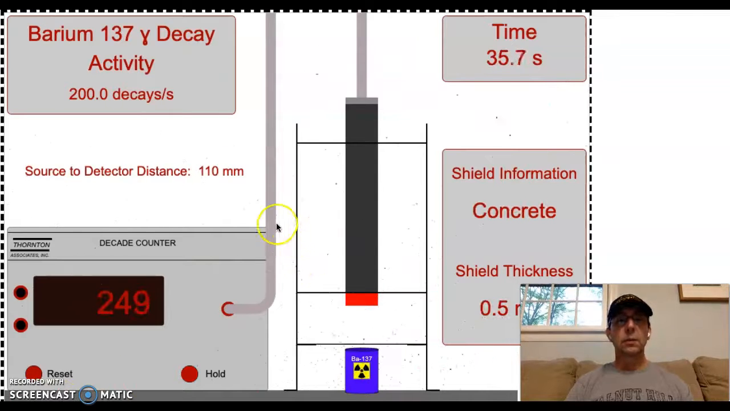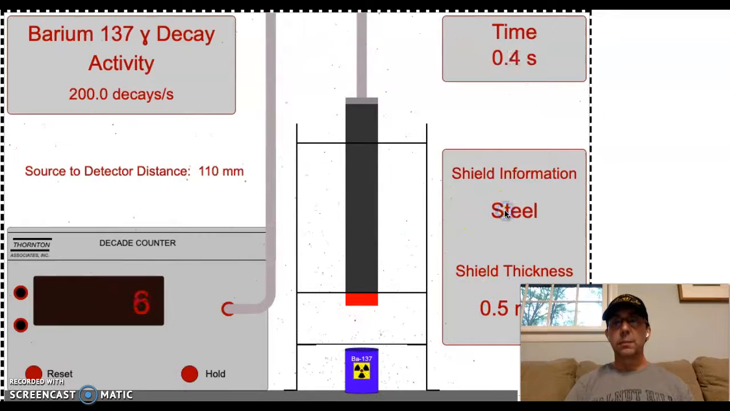In the third part of the experiment, we're going to look at the thickness of the shielding versus the activity. And so what we're going to do is keep our gamma emitter, and we're going to change the material. We're going to want to use lead. And then what we're going to do is change the thickness. So we're going to start with the thinnest amount of lead that we can.